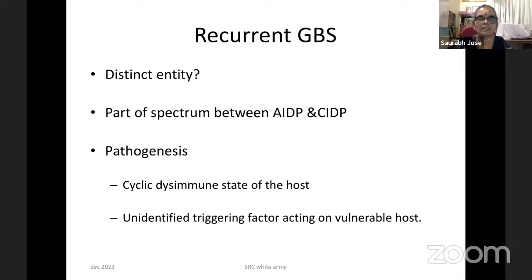And is there a distinct entity of cyclical immune dysregulation? Cyclic immune dysregulation persisting in some patients can present with recurrent GBS. Or is it an evolving spectrum between AIDP and CIDP? These are questions, along with unidentified triggers making the patient vulnerable. So recurrent GBS may be due to early steroid use or early plasmapheresis, or due to vigorous physiotherapy, or it may be a transition phase between AIDP and CIDP, or the patient may be in a cyclical dysimmune state.